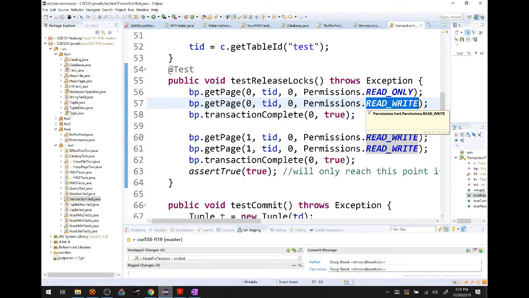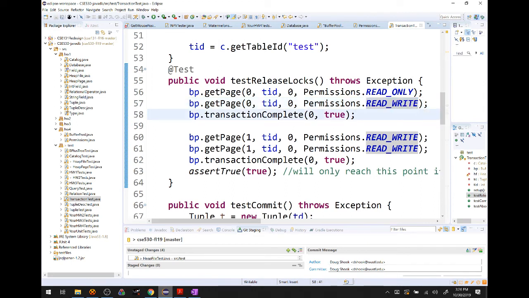That's an upgrade or a conversion. I'm converting my read lock to a write lock. Is that okay? Am I allowed to do that? Yeah, actually, yes. We talked about it. Yes, I can convert my read lock to a write lock. And vice versa, that's also allowed. I can convert my write lock to a read lock if I want to. That's allowed.